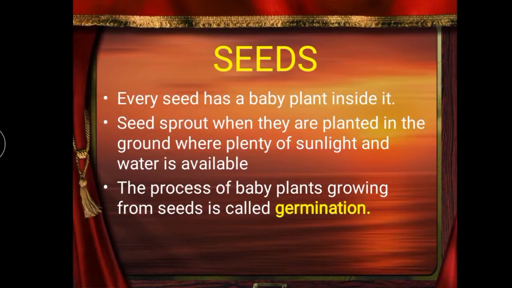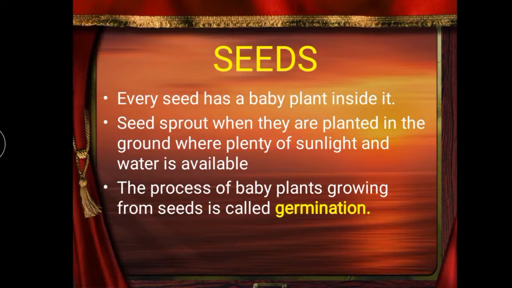Next, seeds. Every seed has a baby plant in it. All seeds have a small plant inside. We cannot see that, but there is a small plant inside the seed. Seeds sprout when they are planted in the ground where plenty of sunlight and water are available. If we place a seed in the ground under proper sunlight, and pour the correct amount of water in the soil, the seed will start sprouting.